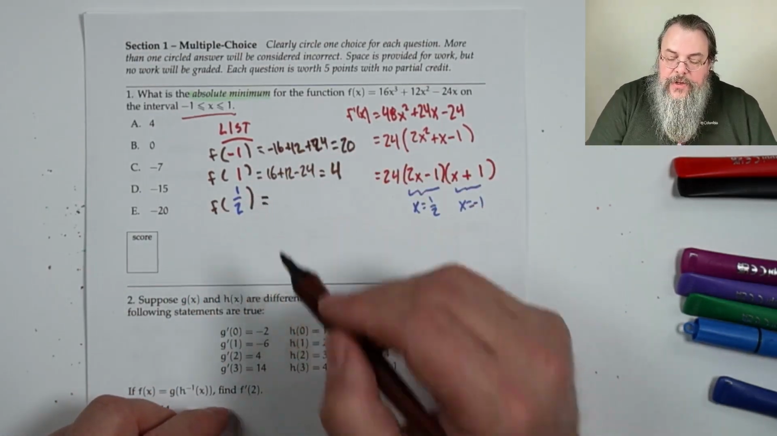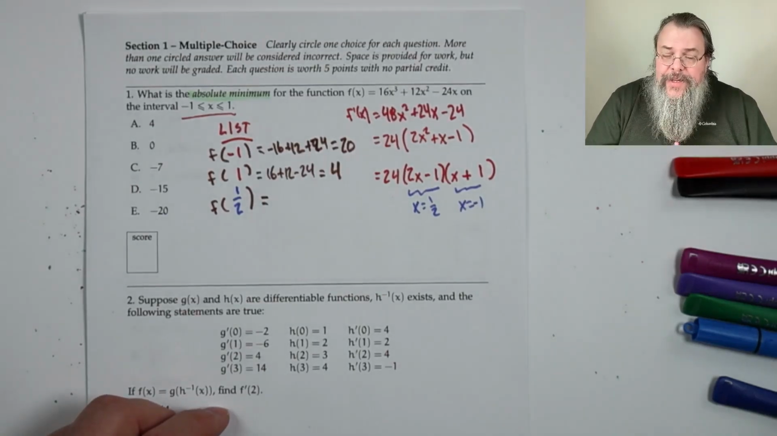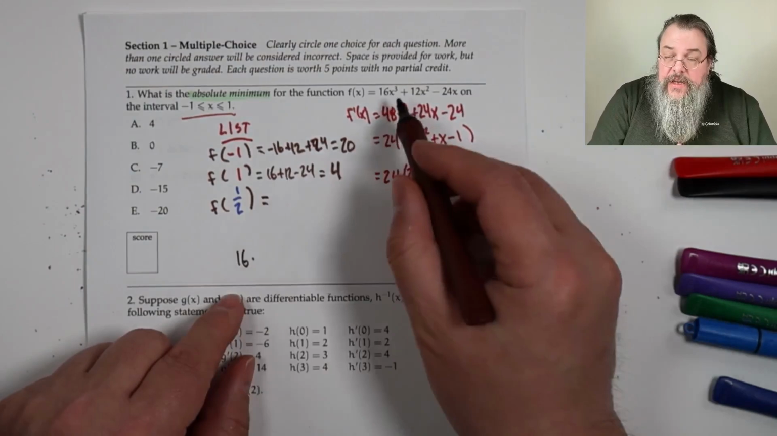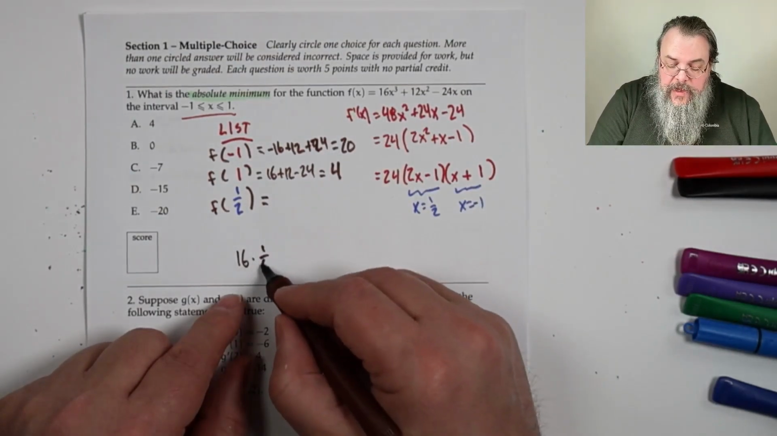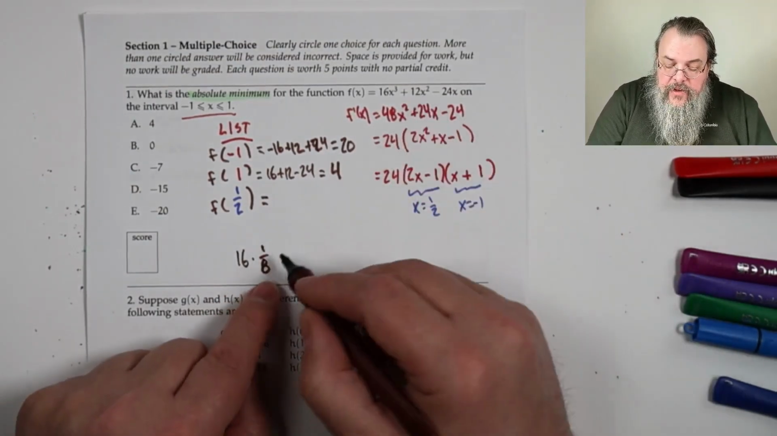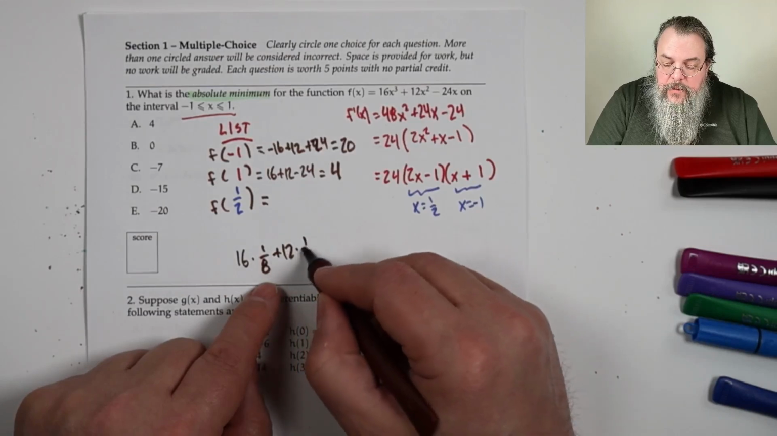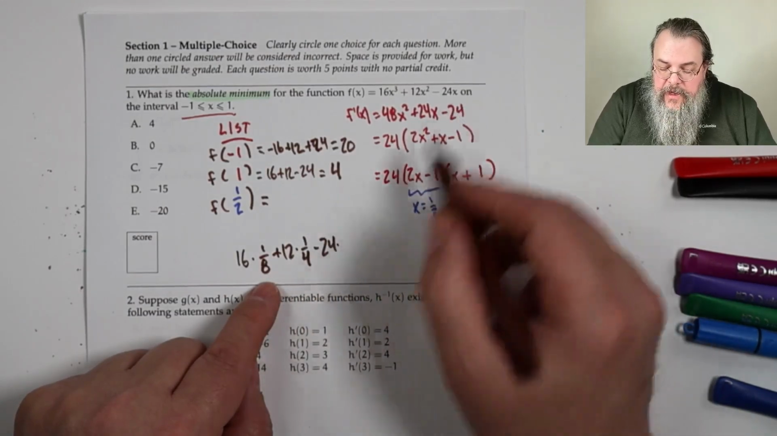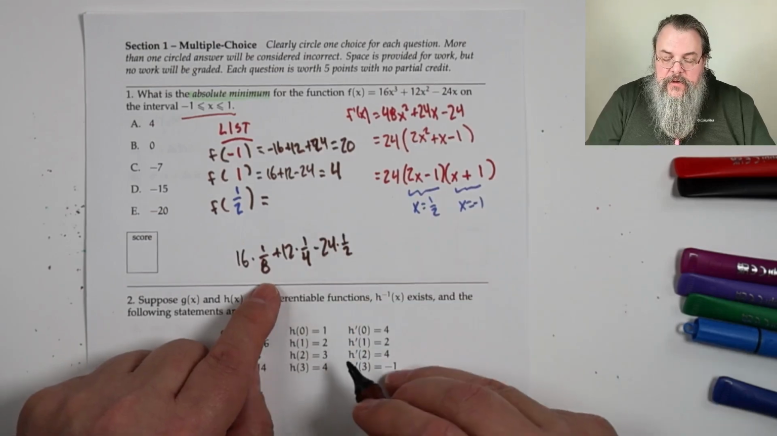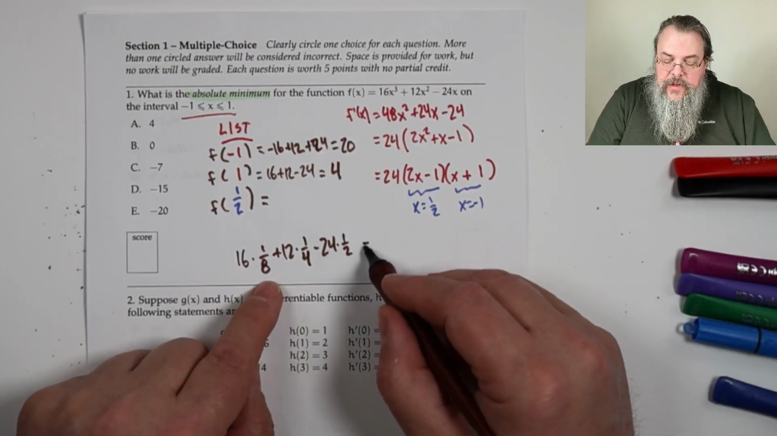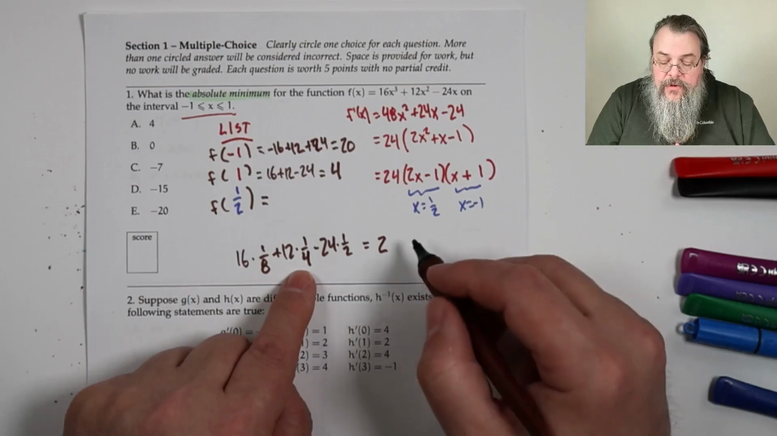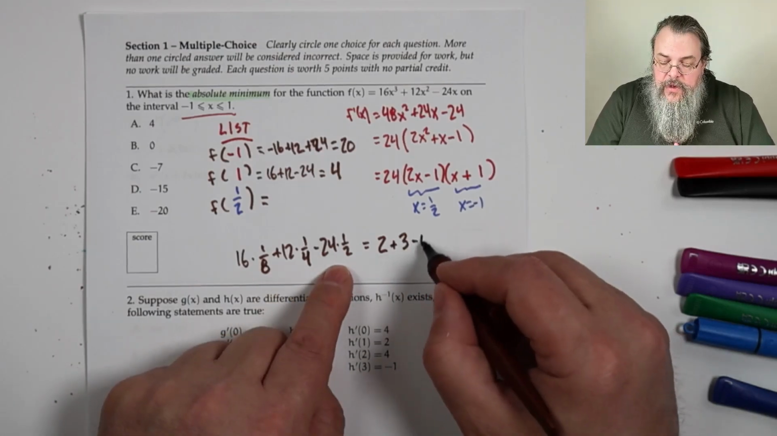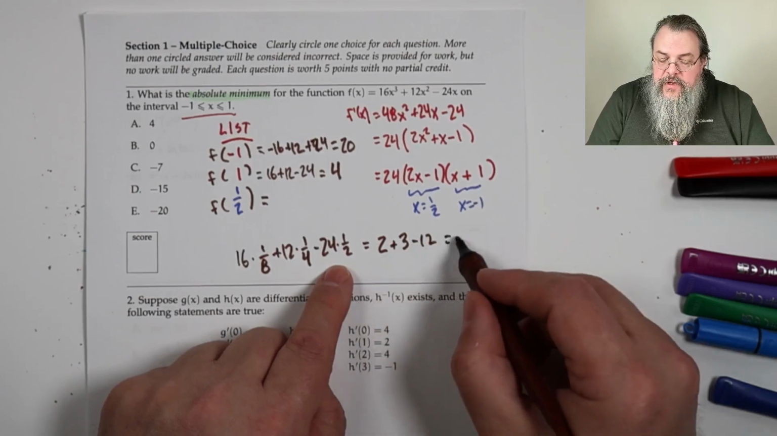And now the one that might take a little bit. Okay, f of 1/2. Well, let's just write it down here. 16, a half cubed is 1/8. Plus 12 times a half squared, 1/4. Minus 24 times a half. Okay, great. 16 times 1/8 is 2. 12 times a quarter, 3. 24 times a half, 12. 2 plus 3 minus 12, negative 7.